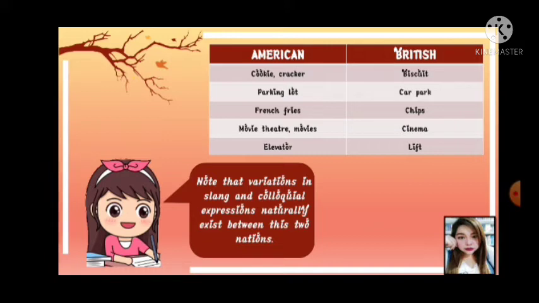Americans always call it movie theater or movies, but British call it cinema. Americans also call it elevator, but in British they call it lift. Note that the variations in the slang and colloquial expressions naturally exist between these two nations because there are a lot of words that they call by different names.